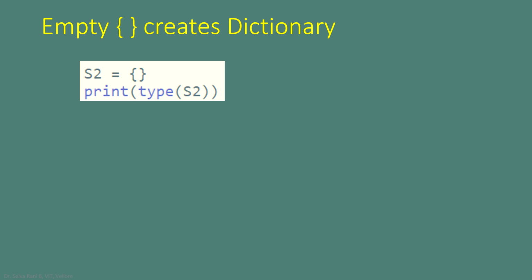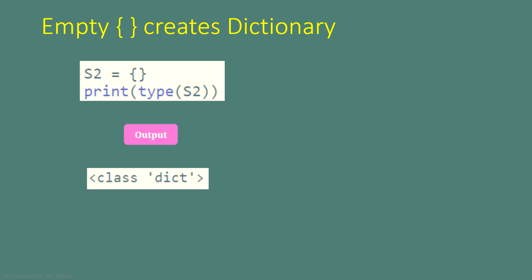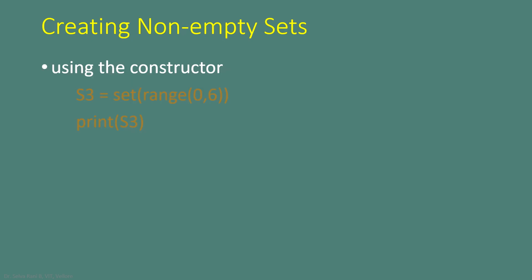Let us assign the pair of curly brackets to S2. If we display the data type of S2, we'll be getting the class as dict. It means S2 is an object which belongs to the class dictionary. Now let's see how to create non-empty sets. This can be done with the help of the constructor.